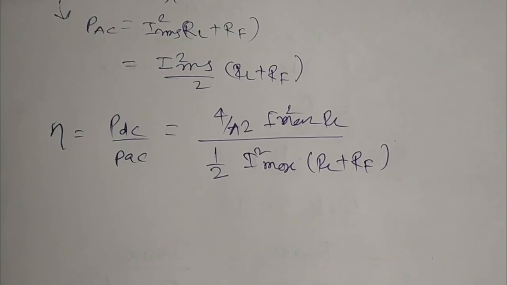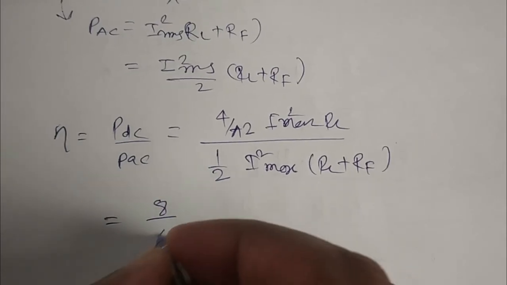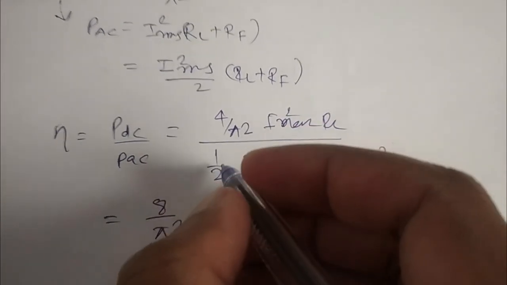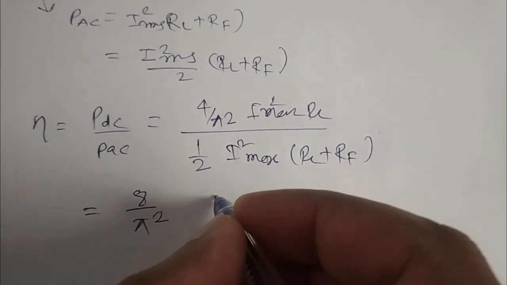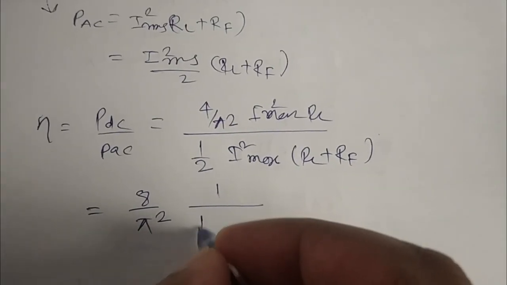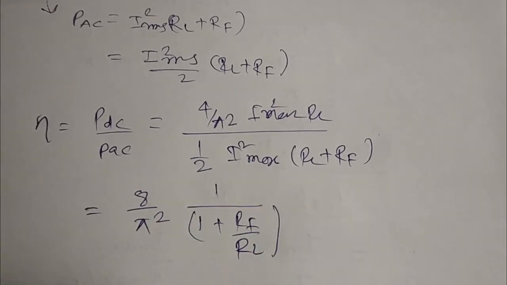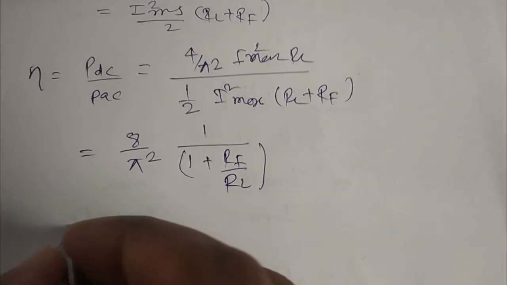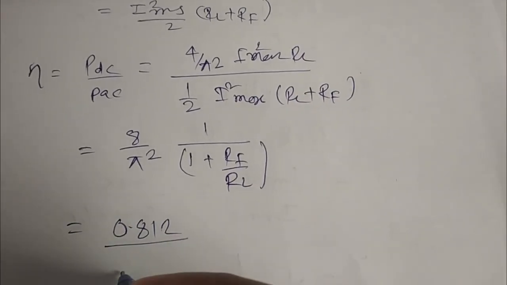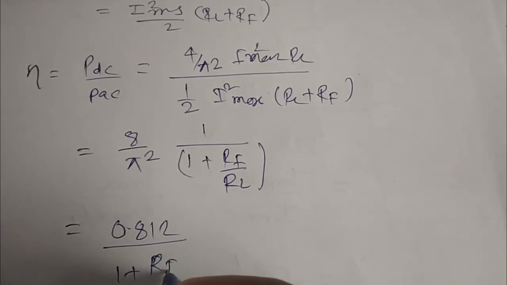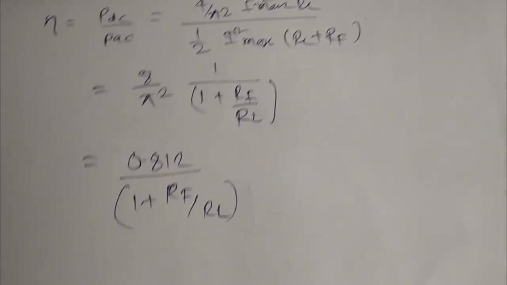If we further simplify it, we will get 8 by pi square into 1 upon 1 plus RF by RL. It will be equal to 0.812 by 1 plus RF by RL.